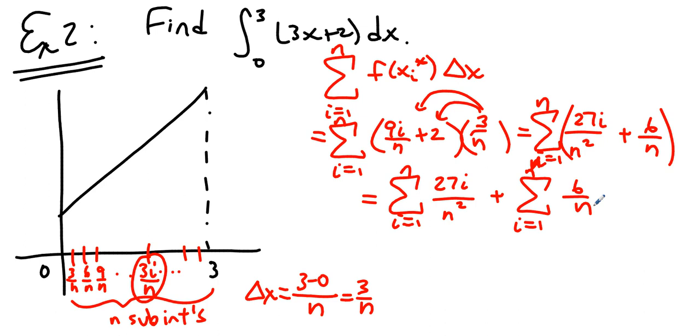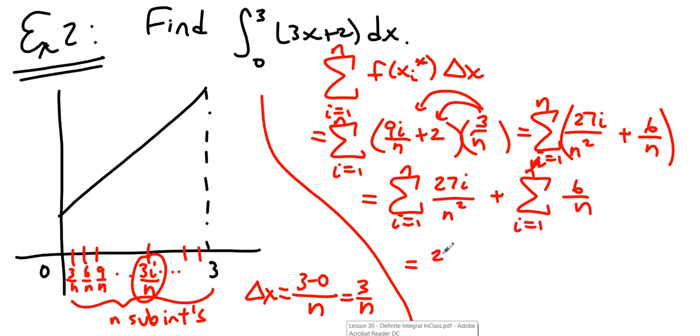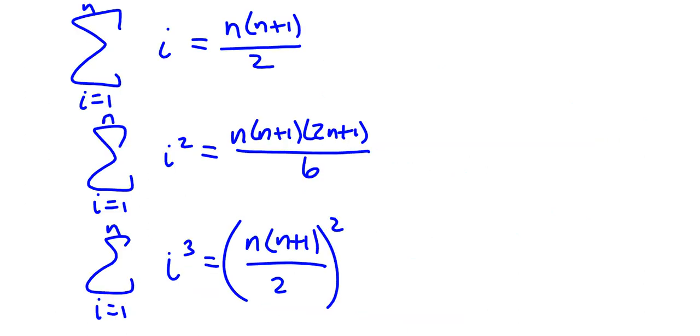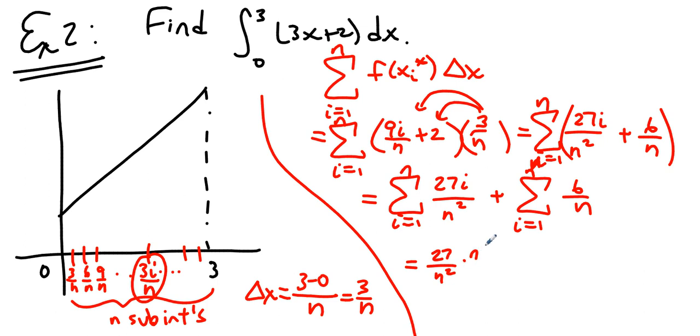So how do we evaluate these? Well, 27 over n squared is a number that's going to come out. And then what's left is the sum of the i's. And the sum of the i's is this thing. And then 6 over n, well, that's not bad. And then what we're left with is the sum of 1.